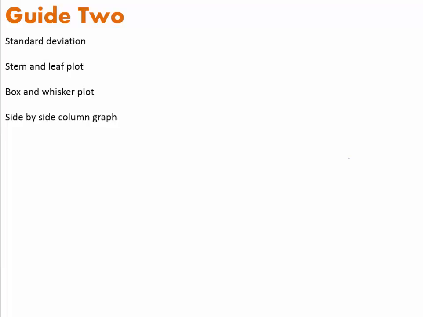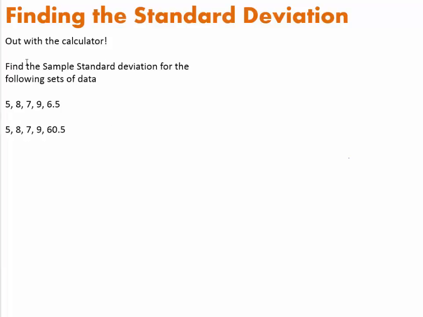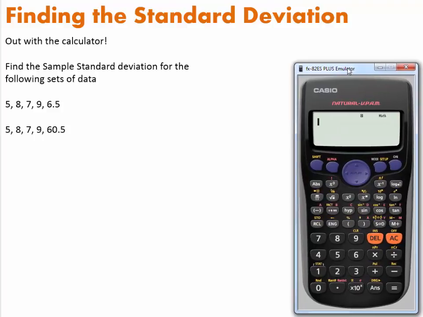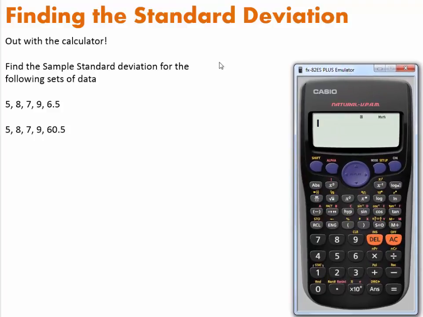We've got the second slide here, finding the standard deviation. Okay, so let's bring out our calculator. We're going to need a calculator for this. Now what I want to do is take you through how we'd find the sample standard deviation for these two sets of data. So the first thing we want to do is clear the calculator's memory.